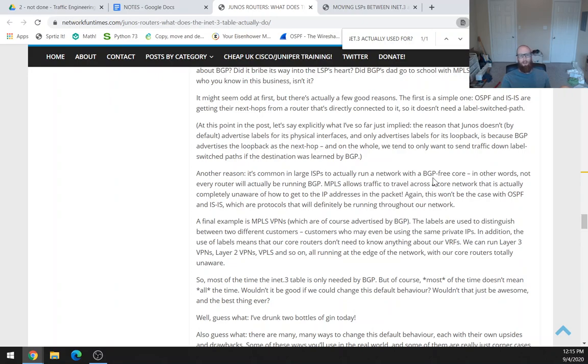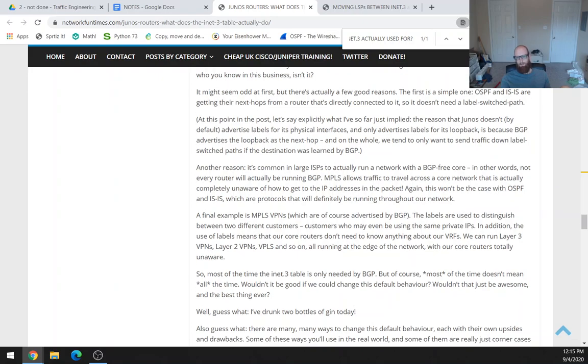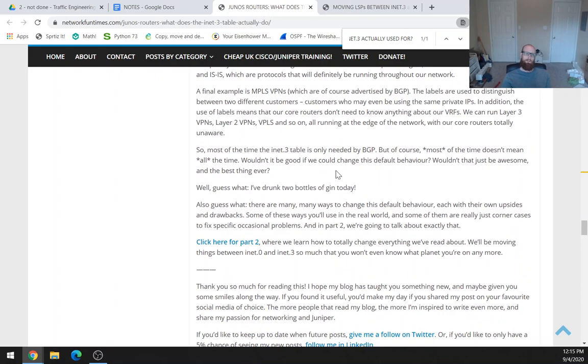A final example is MPLS VPNs, which are of course advertised by BGP. The labels are used to distinguish between two different customers who may even be using the same private IPs. In addition, the use of labels means that our core routers don't need to know anything about our VRFs. We can run layer 3 VPNs, layer 2 VPNs, VPLS, and so on, all running at the edge of the network with our core routers totally unaware.